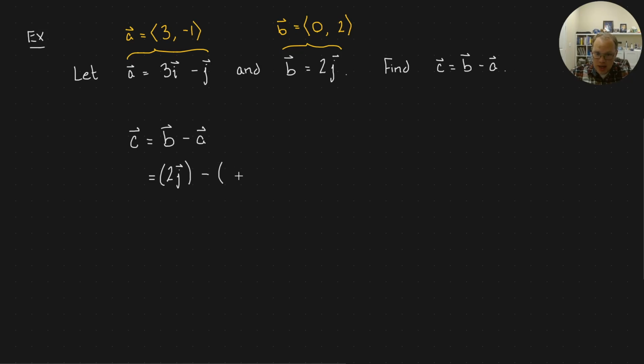And I subtract A, which is 3i minus j. To subtract these, I just subtract corresponding components, just as I have done. In this case, my corresponding components have the same vector, right? They're multiplied by the same vector. Essentially, you are just combining like terms, okay?